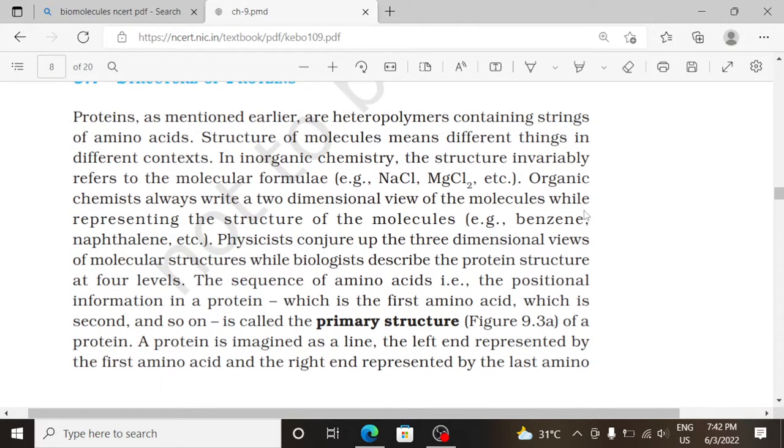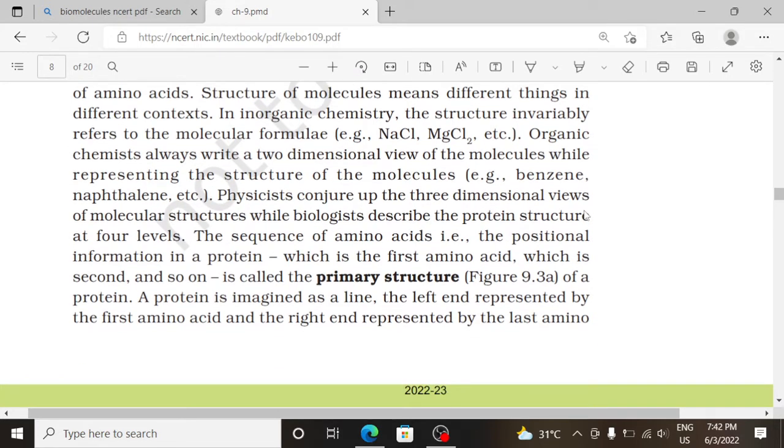Structure of proteins. Proteins, as mentioned earlier, are heteropolymers containing strings of amino acids. Structure of molecules means different things in different contexts. In inorganic chemistry, the structure invariably refers to the molecular formula, example NaCl, MgCl2, etc. Organic chemists always write a two-dimensional view of molecules while representing the structure of the molecules, example benzene, naphthalene, etc. Physicists conjure up the three-dimensional views of molecular structures while biologists describe the protein structure at 4 levels.